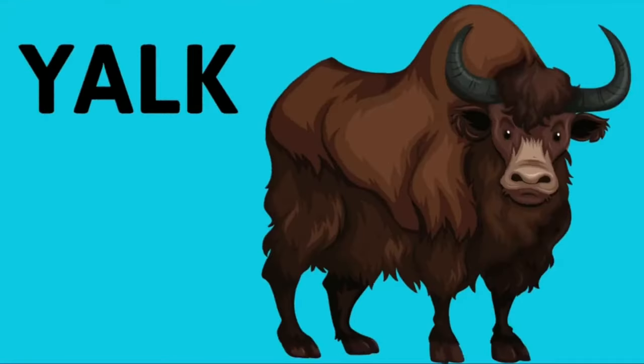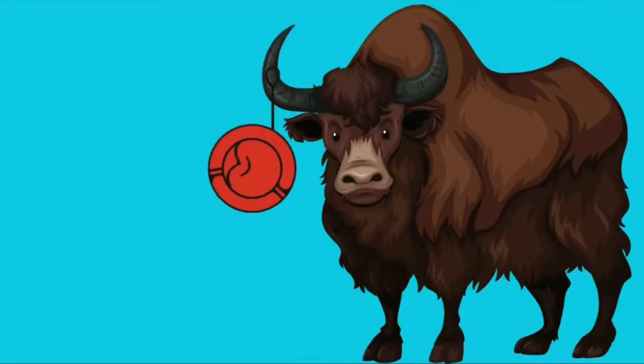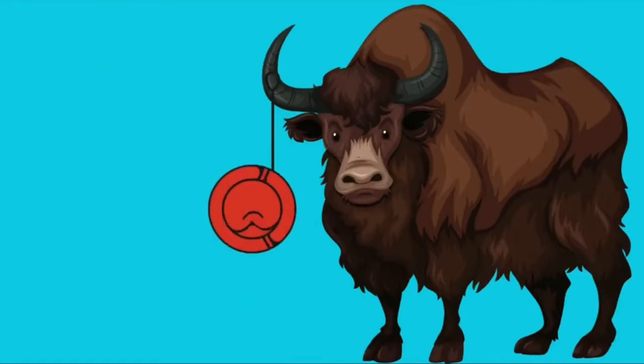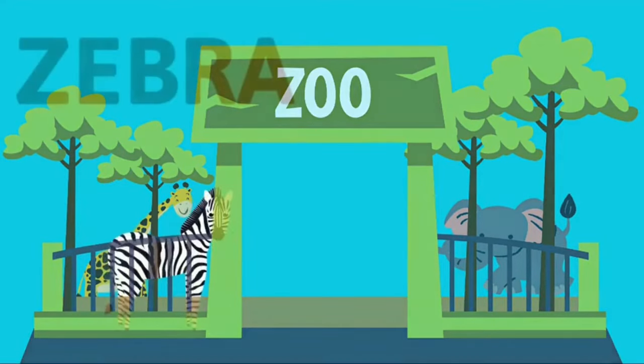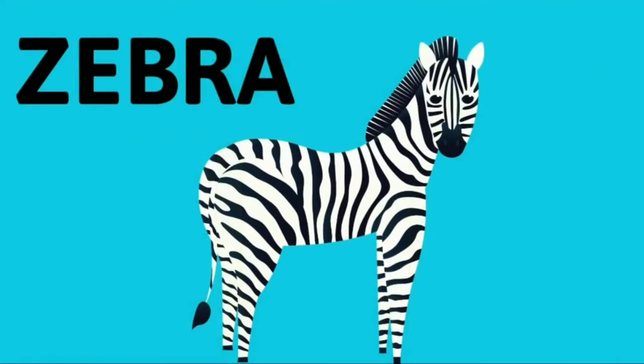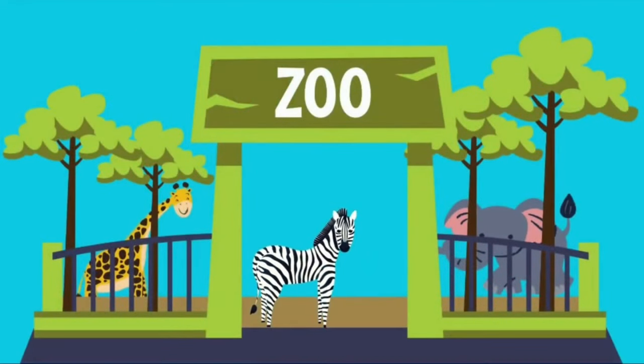Y. It's Y. Y for yo-yo. Y for yak. Y for yo-yo and yak. Z. It's Z. Z for zoom. Z for zebra. Z for zoom and zebra.